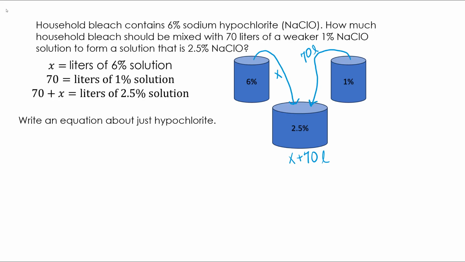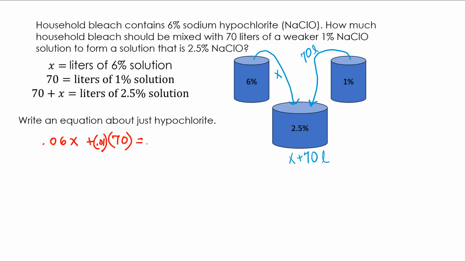All right, so we can use all that information to write an equation just about sodium hypochlorite. So how much sodium hypochlorite are we getting from the first bucket? Well, it would be 6% or 0.06 of those liters, and there are X of them. So that's the sodium hypochlorite from the first bucket. From the second bucket, we're getting 70 liters, and 0.01 of those 70 liters, since it's a 1% solution, are sodium hypochlorite. And then in the final bucket, we want 2.5% of that to be sodium hypochlorite.